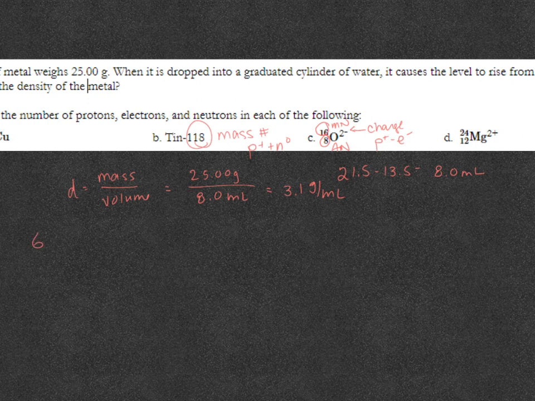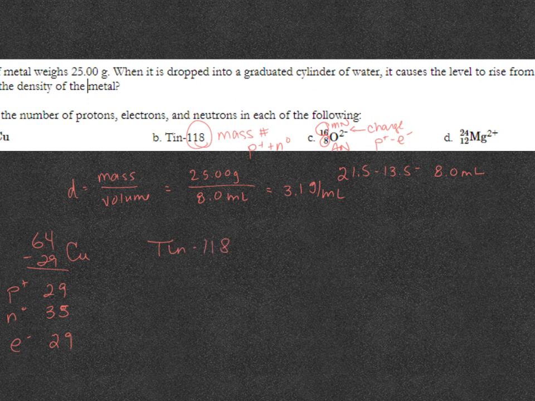So if I have 64 over 29 copper, and I want to know protons, electrons, neutrons, the bottom number tells me protons. So I have 29 protons. Neutrons are going to be mass number minus atomic number. This is already set up like a subtraction problem. So it's 64 minus 29, so I have 35 neutrons. Electrons, there's no charge there, so it's neutral. When it's neutral, protons equal electrons.